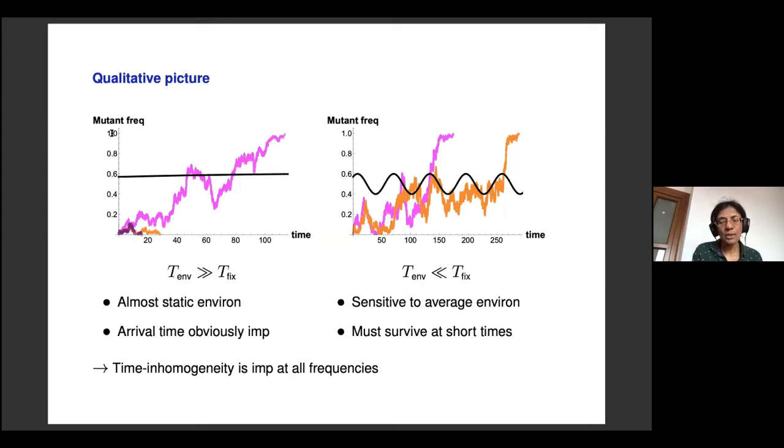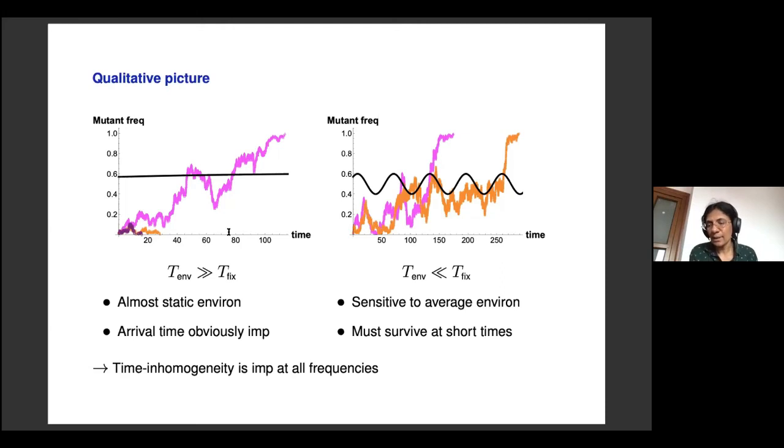Okay. So before I go to any formulas, let me do something simple, a qualitative picture. What I'm showing here is the mutant frequency as a function of time, and there are several trajectories. In this limit, I have taken the case in which the environment is changing extremely slowly compared to the time it takes for the mutant to spread in the population. If it's changing very slowly, you expect that basically it's more or less like a static environment, right? But which static environment? The environment in which it arose. So arrival time is obviously very important when the environment is changing slowly.